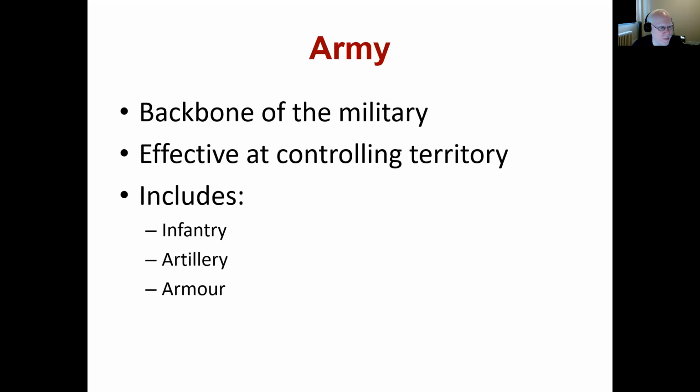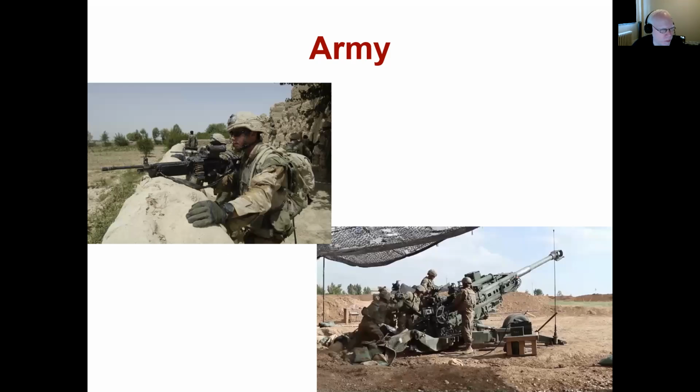Usually armies are subdivided into infantry, so individual soldiers, boots on the ground; artillery, so long range guns that can shoot projectiles long range, usually in support of infantry; and then armor or cavalry, so tanks, stuff like that. I've got a few pictures for the different ones. As much as possible, I tried to get pictures of the Canadian forces. So here's a picture of infantry, right?